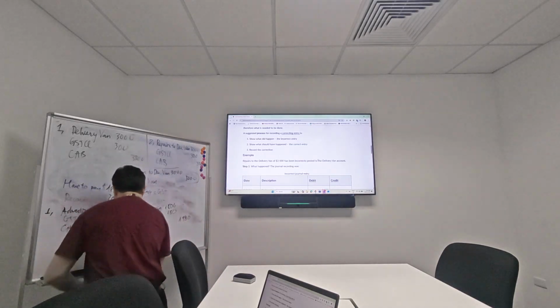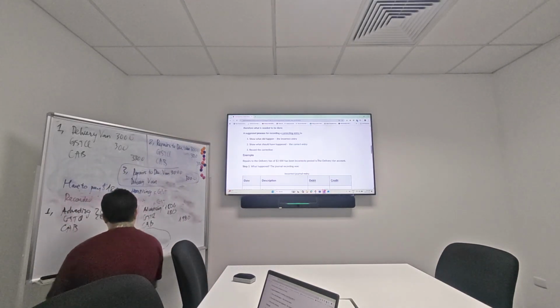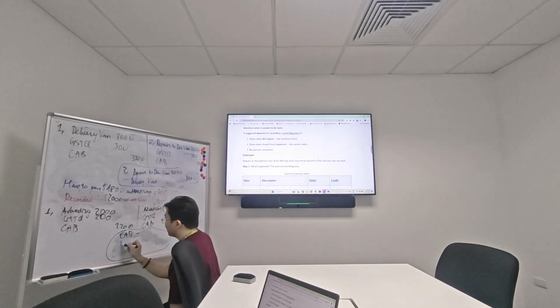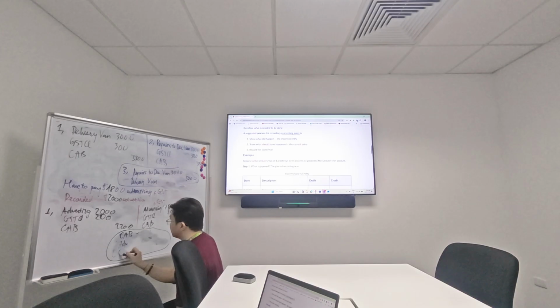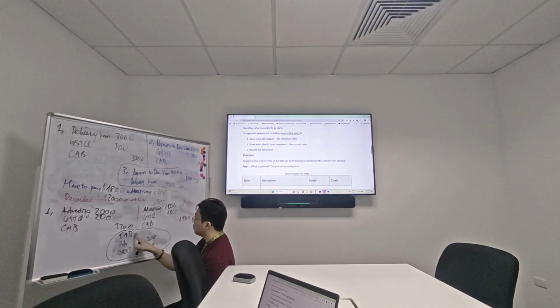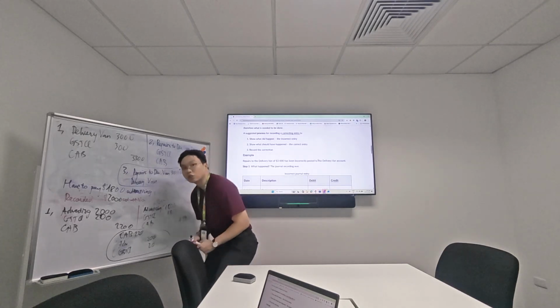So cash at bank would be debit, right? And then advertising would be credit. GST clearing would be credit. Because we overpaid, we over-recorded, now we have to take the sum back, right? How much are we taking back? $200 of advertising, $20 of GST clearing, and therefore what we are receiving is 220 in cash.